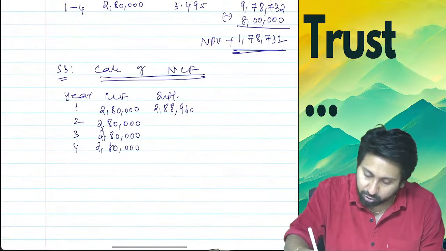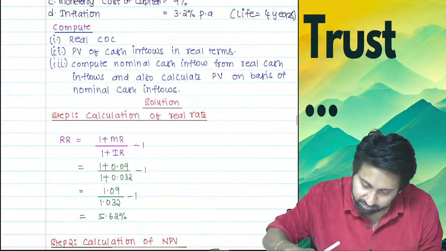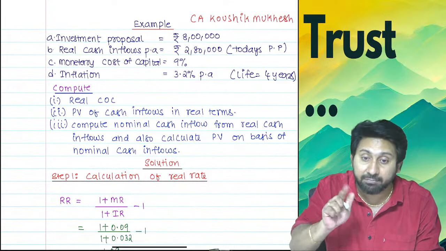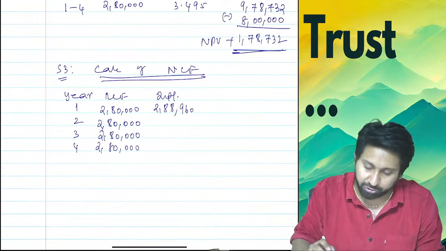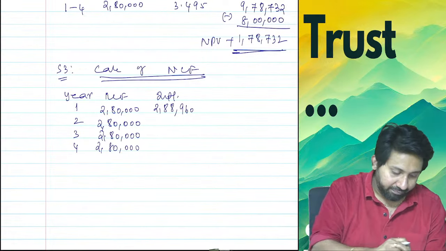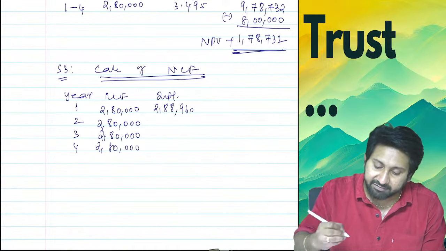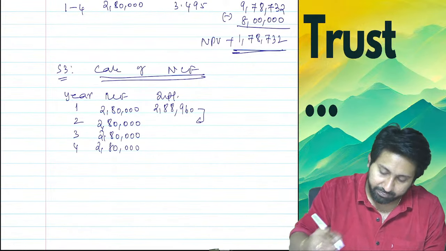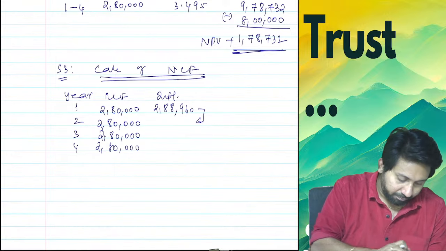Okay. 2 lakh, where is it? There is the question. See here. 3.2% per annum inflation. That's what I wanted to show you. So 2,80,000 became 2,88,960. In the second year, 2,88,960 will become how much? 2,88,960 into 1.032.